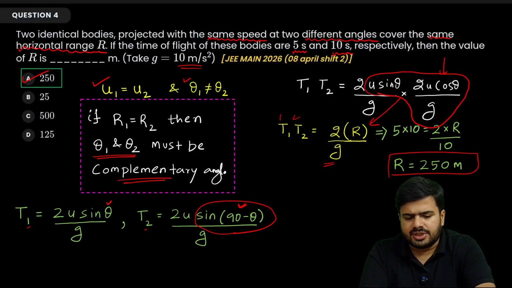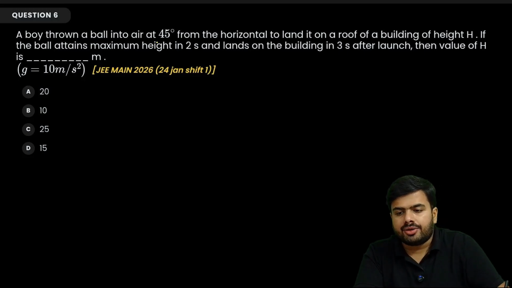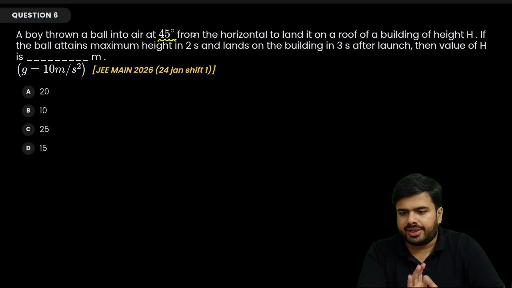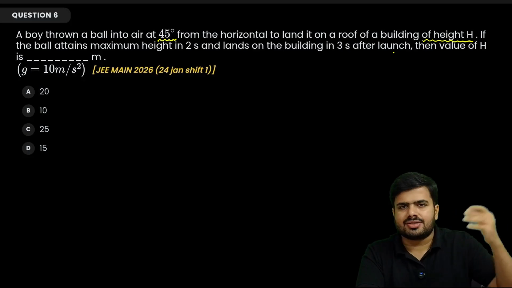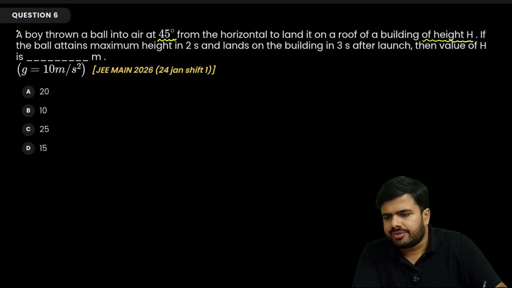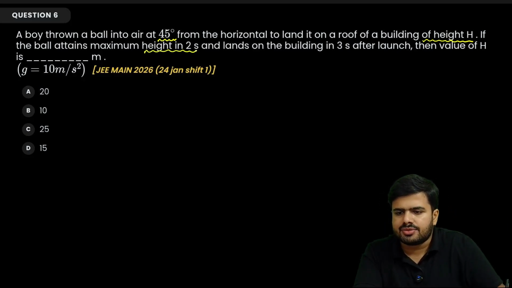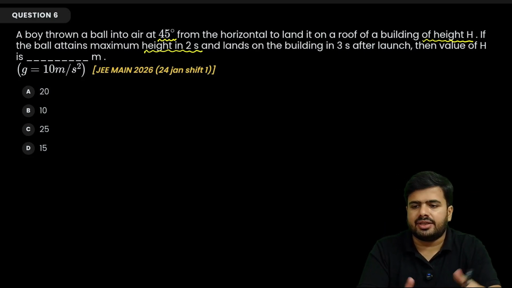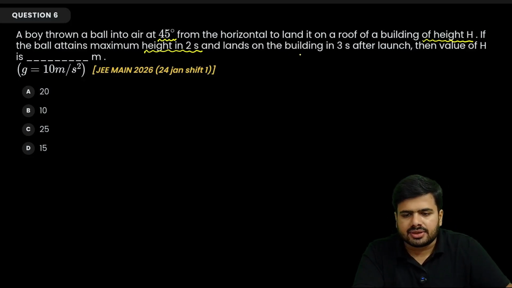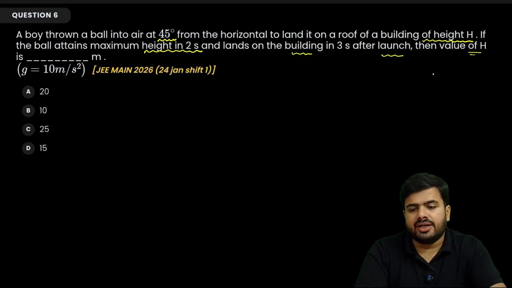A boy throws a ball into the air at an angle of 45 degree to the horizontal, and it lands on the roof of a building of height h. If the ball attains maximum height in 2 seconds, this information is important, then the time of flight will be 4 seconds here. And it lands on the building 3 seconds after the launch. Then the value of h is to be found.